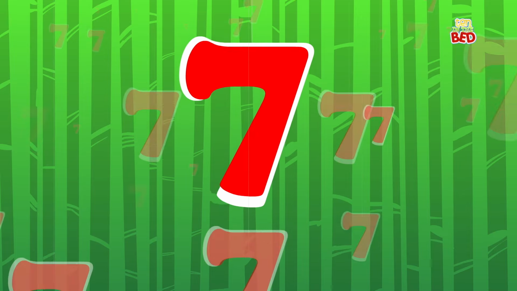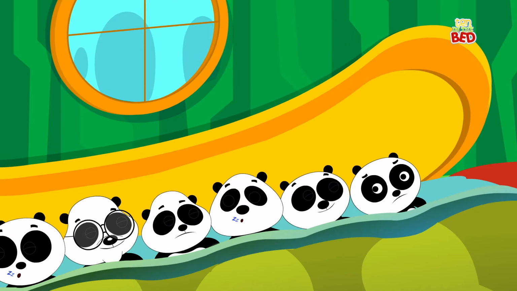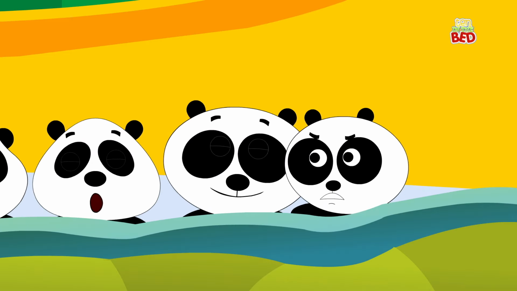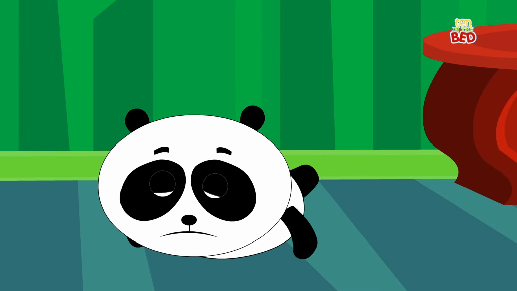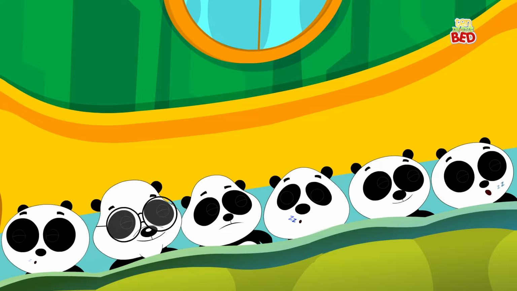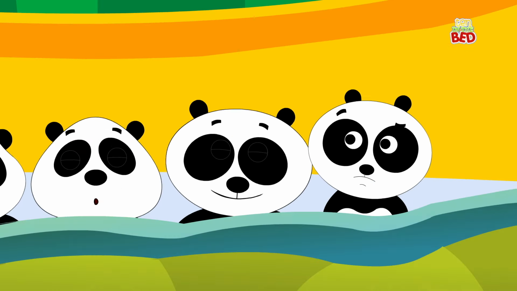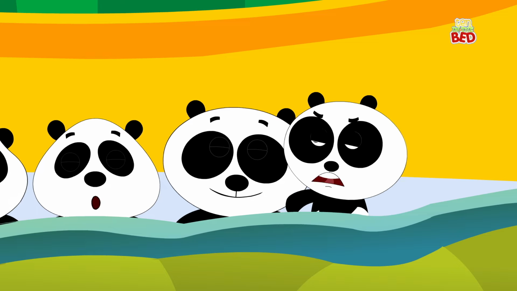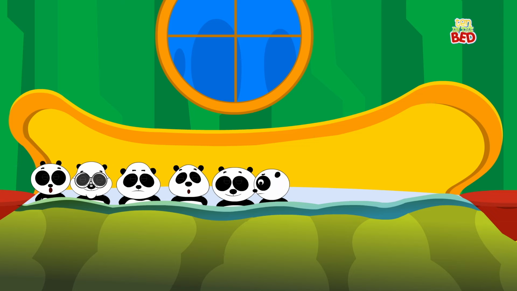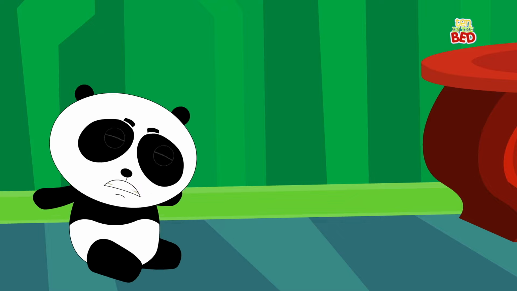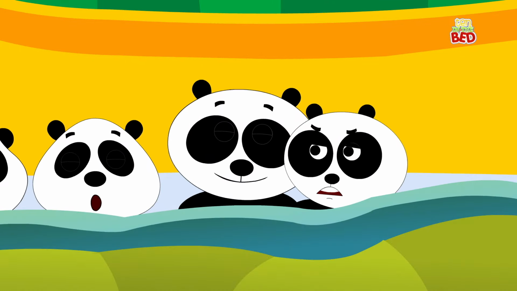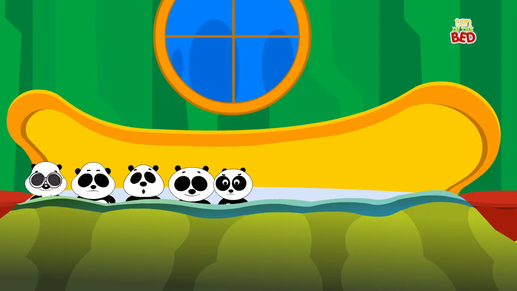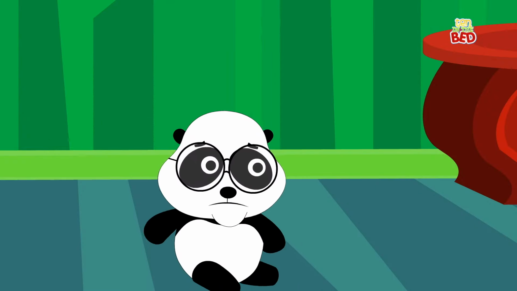Seven, seven. There were seven in the bed, and the little one said, roll over, roll over. So they all rolled over, and one fell out. Six, six. There were six in the bed, and the little one said, roll over, roll over. So they all rolled over, and one fell out. Five, five. There were five in the bed, and the little one said, roll over, roll over. So they all rolled over, and one fell out.